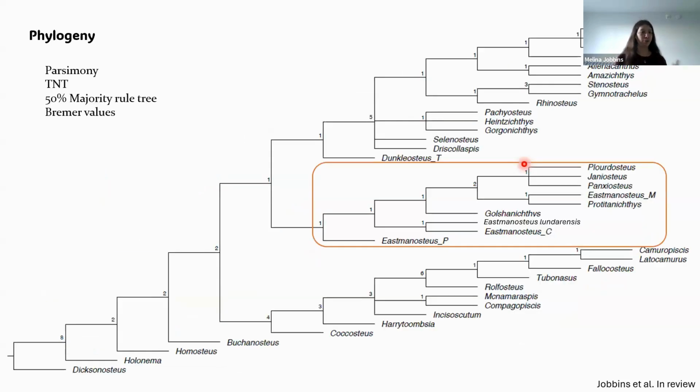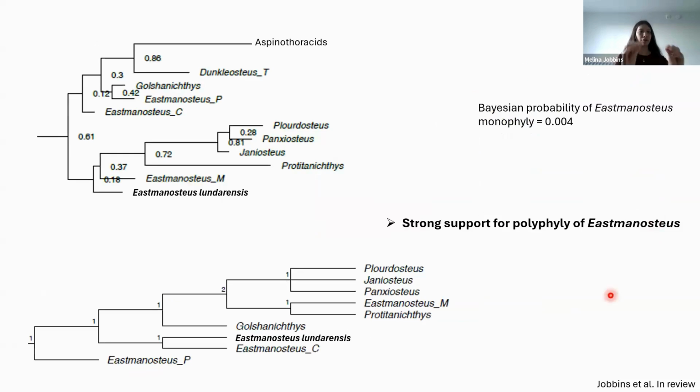And then we tried the parsimony, and in parsimony, even though they plot in the same branch, which is what we've had in the past, they still don't plot all together. They're quite spread out within the tree. So we still have the same thing. So I'm putting a zoomed version here of the different groups. So we have the same issue. We still have this strong support for polyphyly, or wastebasket type grouping, of Eastmanosteus.